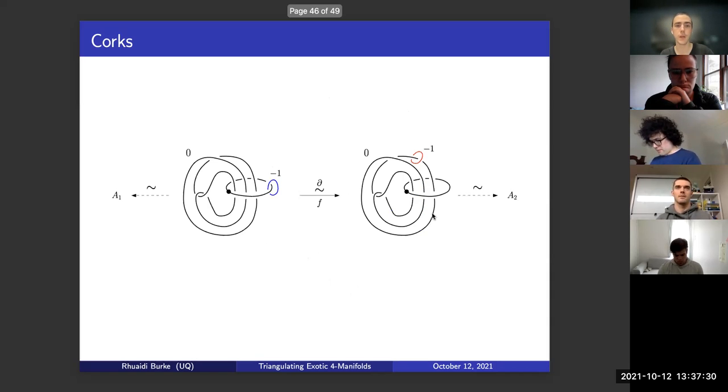In particular, the ACT bullet pair that I showed you earlier on, A1 and A2, actually comes from a cork as follows. If you stick a -1 framed 2 handle on the cork here, then via a bit of Kirby calculus, a bit of handle cancellation, you can get down to A1. You hit this thing with this involution, which sends that -1 framed 2 handle to the other component. Again, you do a bit of handle calculus, well, a bit more involved handle calculus. It gives you that other manifold A2 that I showed you.